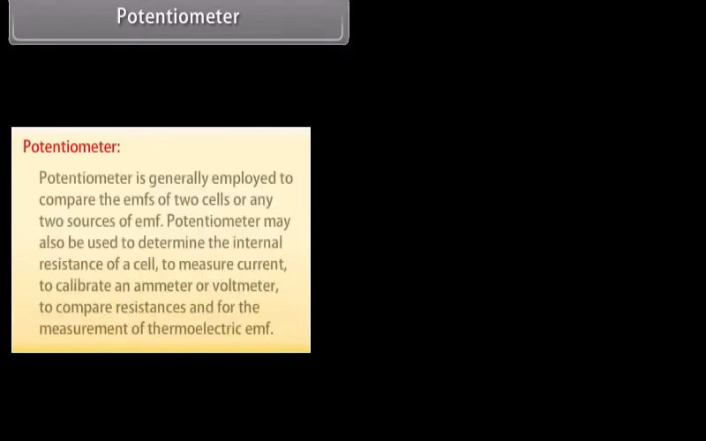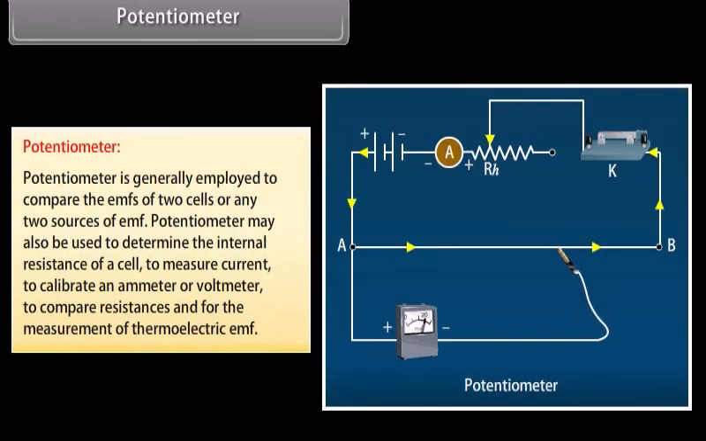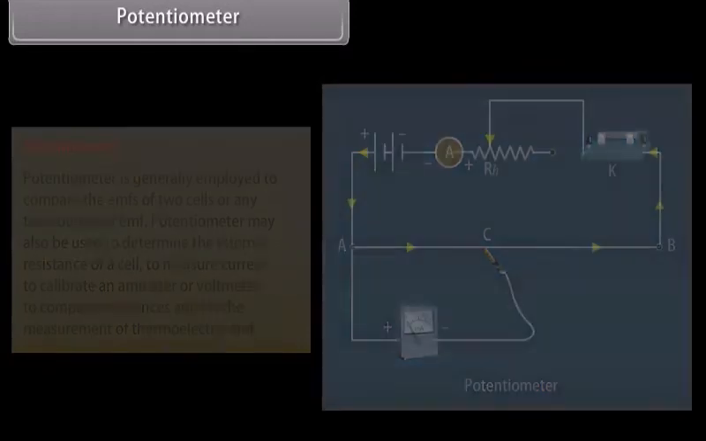Potentiometer. Potentiometer is generally employed to compare the EMFs of two cells or any two sources of EMF. Potentiometer may also be used to determine the internal resistance of a cell, to measure current, to calibrate an ammeter or voltmeter, to compare resistances, and for the measurement of thermoelectric EMF.